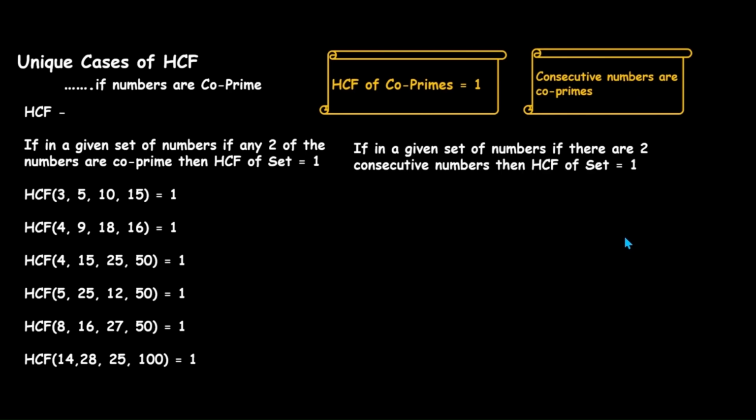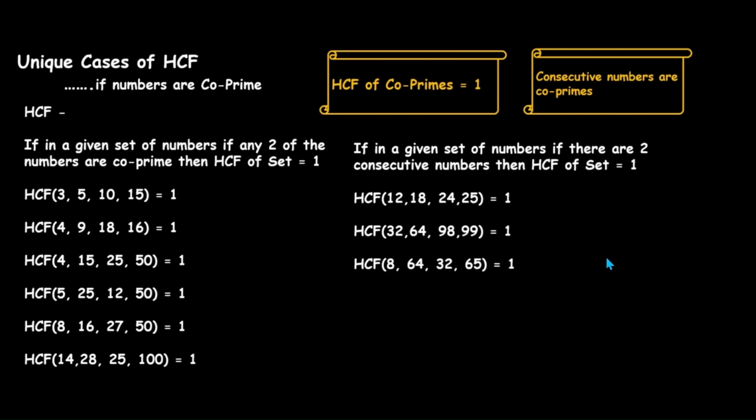So in a given set of numbers, if there are two consecutive numbers, then the HCF of the entire set will become 1. So here is one example: 12, 18, 24 and 25. 24 and 25 are consecutive numbers, so they are co-primes, and the HCF of the entire set will become 1. Here 98 and 99 are consecutive numbers, so co-primes. HCF of the entire set then will become 1.